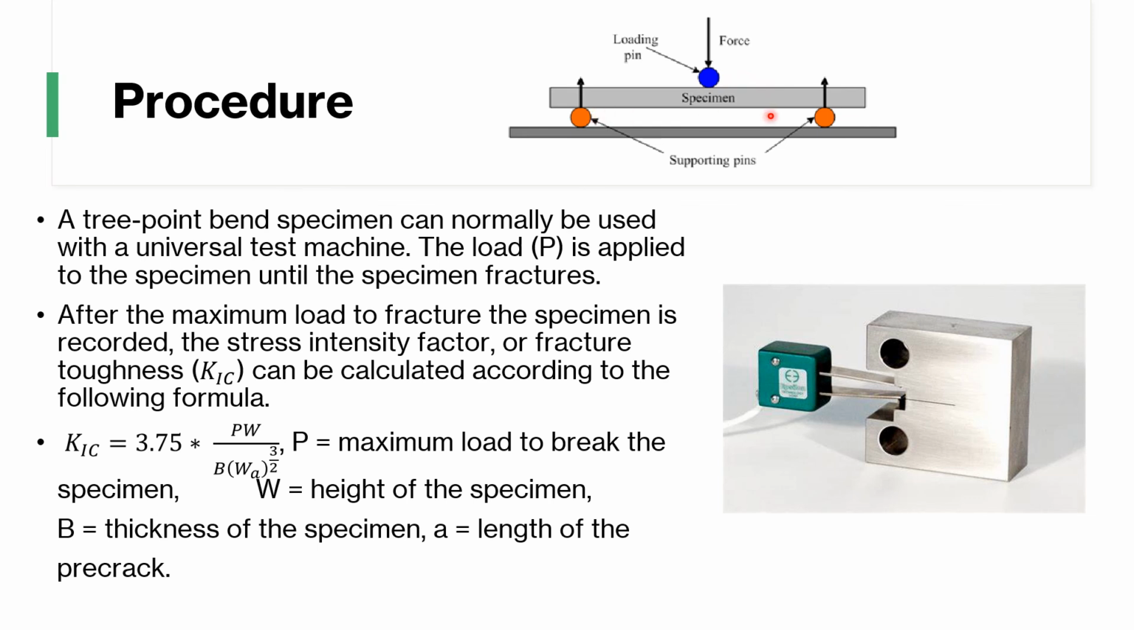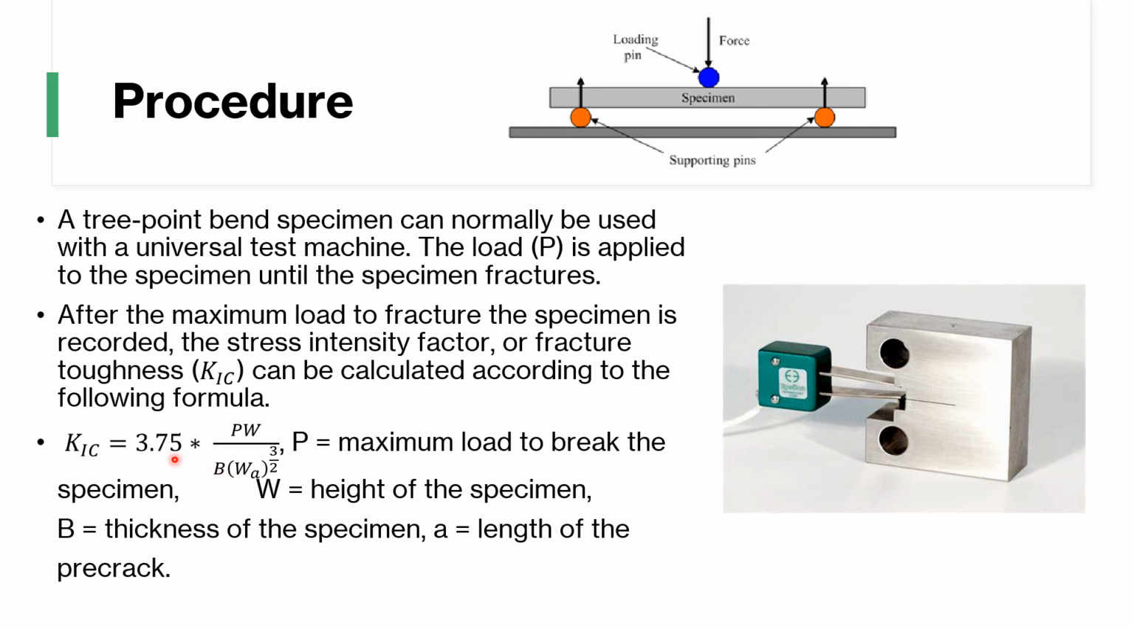So here you can see a 3-point bend specimen, and you can use that with the regular universal test machine. Your load P is going to be applied to the specimen right here, and we're doing destructive testing, so we're breaking the specimen at that point. After you apply the maximum load to fracture that specimen, you're going to record it. The stress intensity factor, we also call that your KIC, and you will calculate it according to this formula.